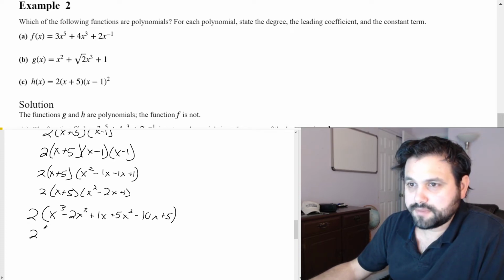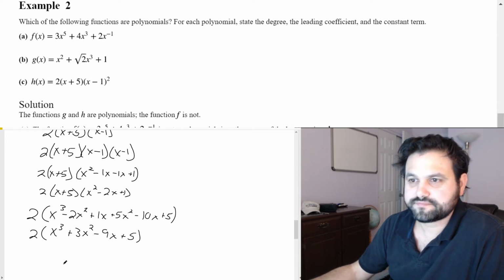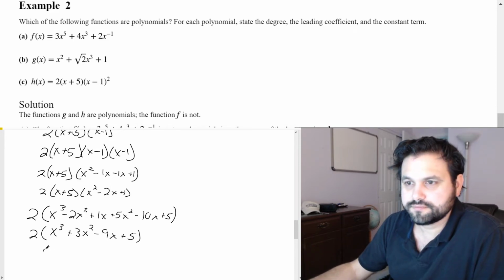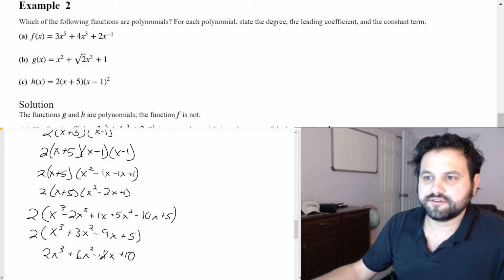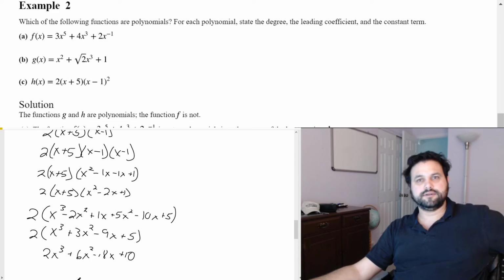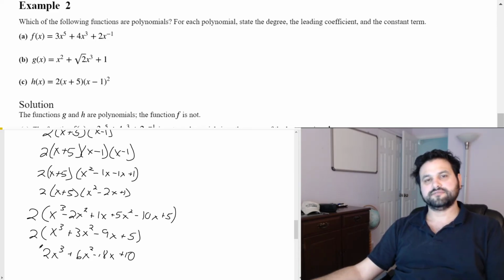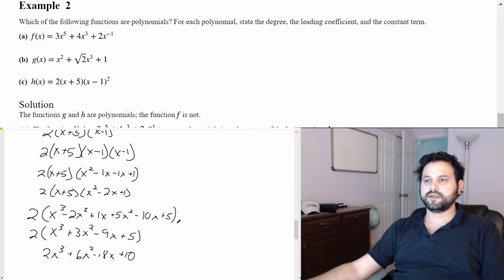Now let's combine like terms. I only have 1x cubed. I have a negative 2x squared and a plus 5x squared. And then I have a 1x minus 10x and my constant term of 5. Last step, distribute the 2. And there we go. Okay, there's standard form. So that's just a little review on how to distribute these factored form polynomials into their standard form.